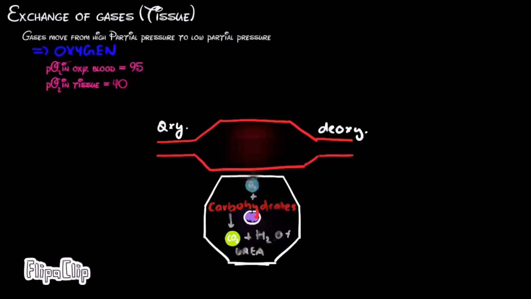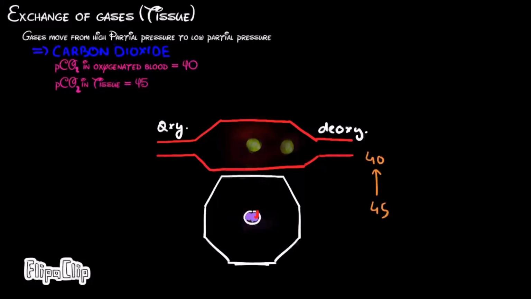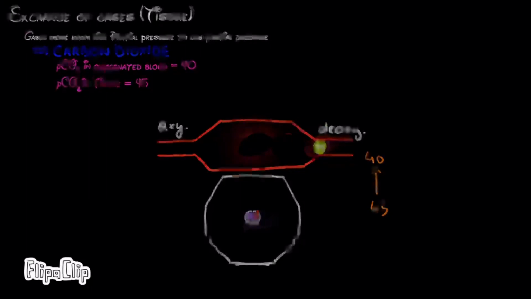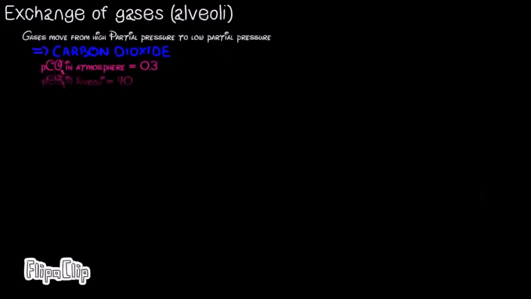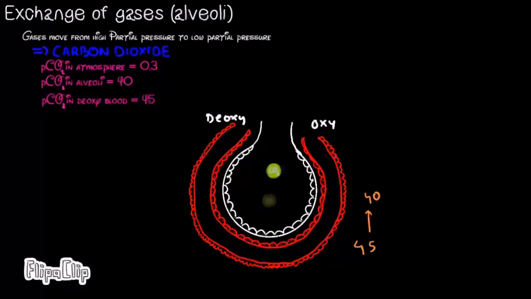The carbon dioxide diffuses into the blood capillary from a partial pressure of 45 in the tissue to 40. This deoxygenated blood is then carried to the heart and pumped into the lungs and reoxygenated. Carbon dioxide diffuses into the alveoli from a partial pressure of 45 in the deoxygenated blood capillary to 40, and then into the atmosphere with partial pressure of 0.